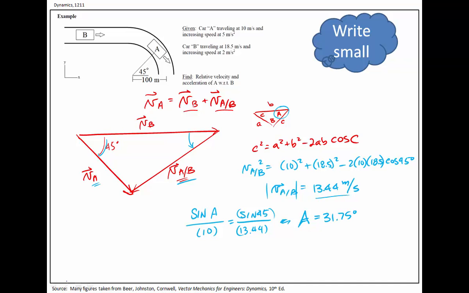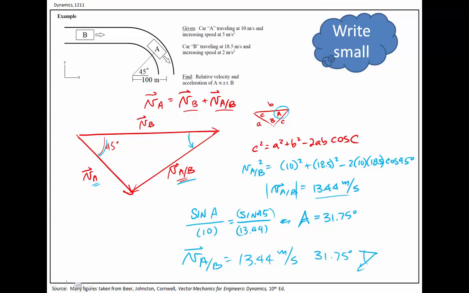And doing all that, I'd end up finding that A would be equal to 31.75 degrees, which is what I found in the previous one, right? That I found that the velocity of A with respect to B was equal to 13.44 meters per second and 31.75 degrees. And I had that quadrant. I believe that's what I found, right? 31.7 is what I had written down before.